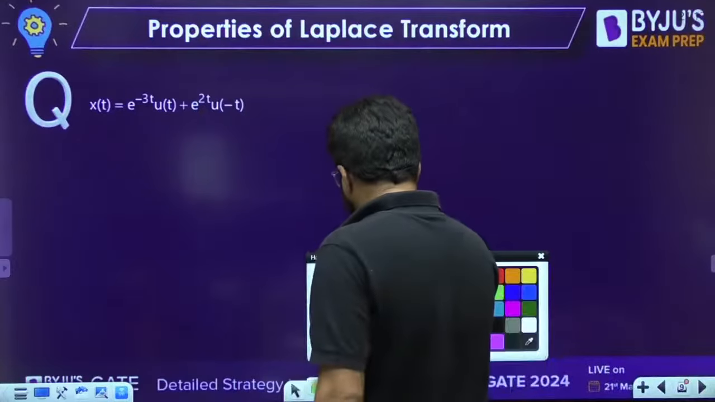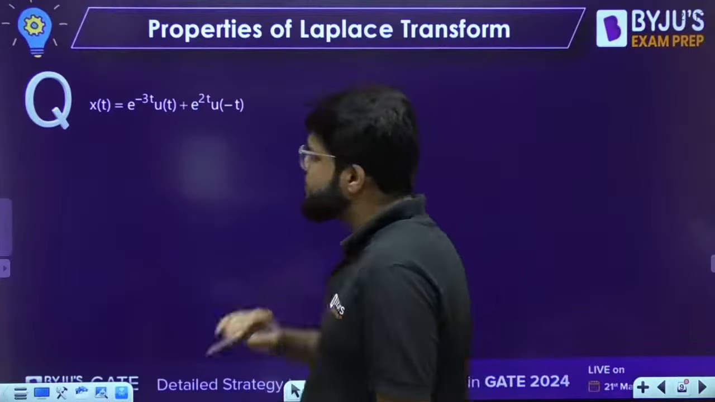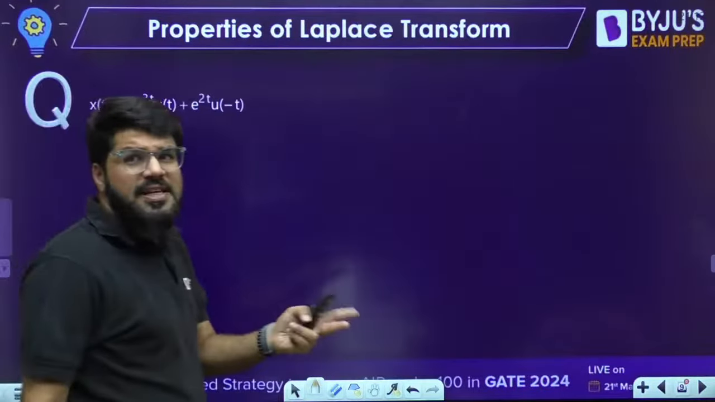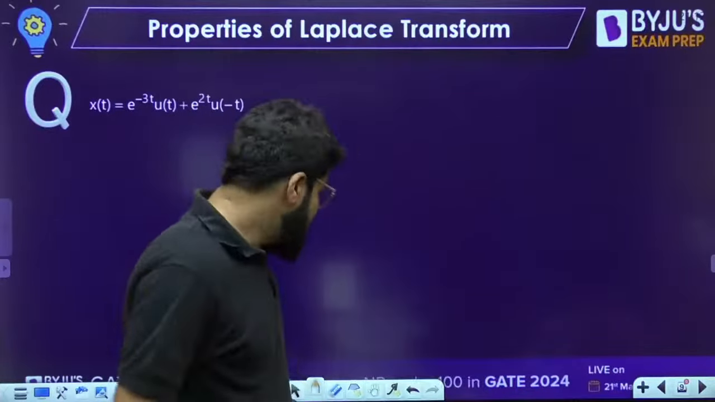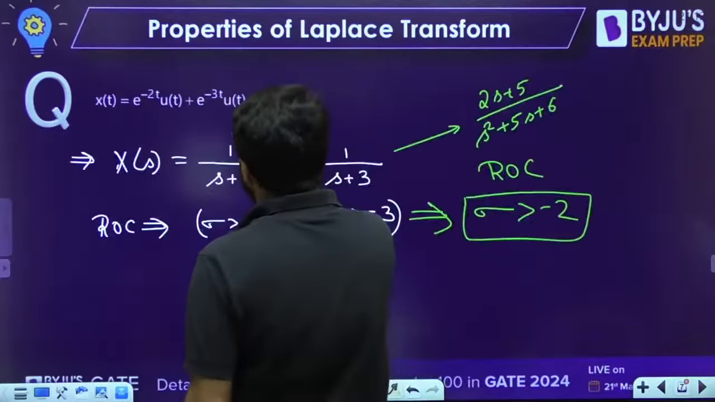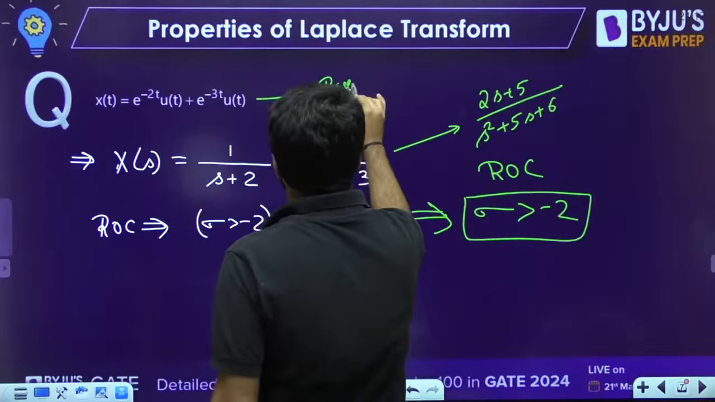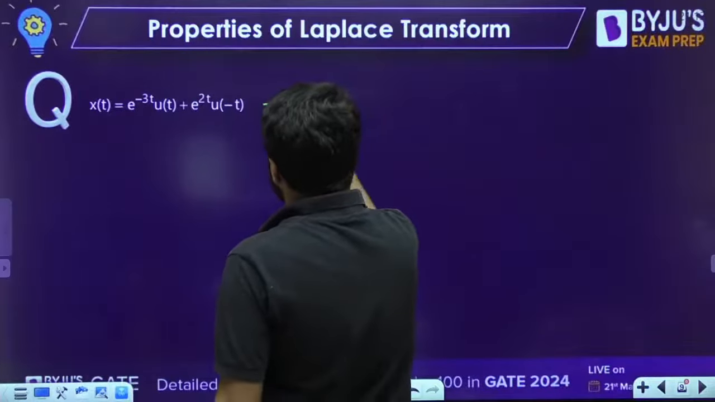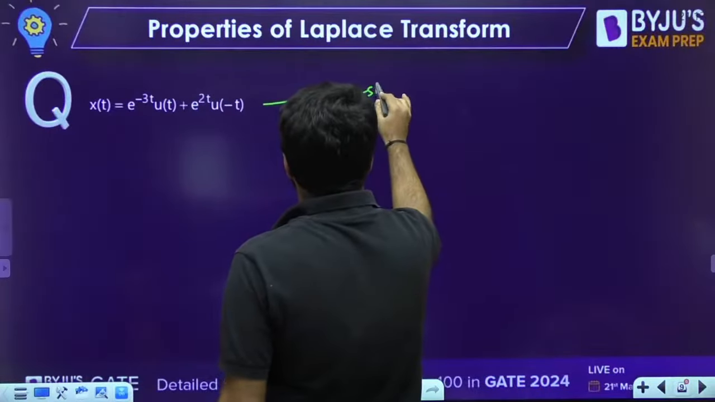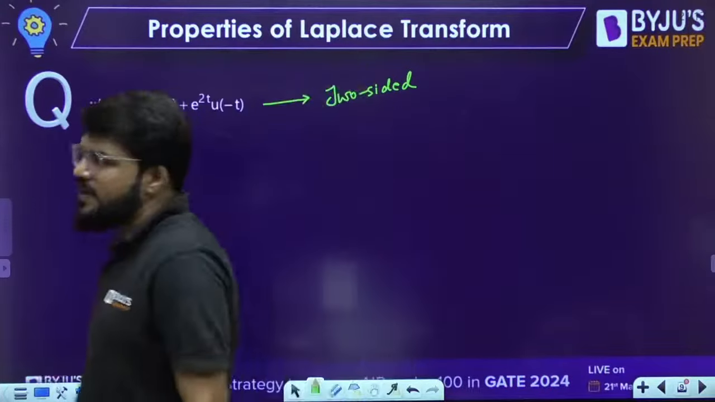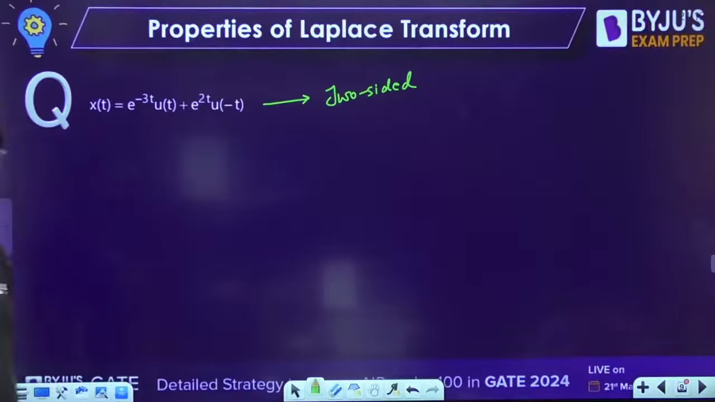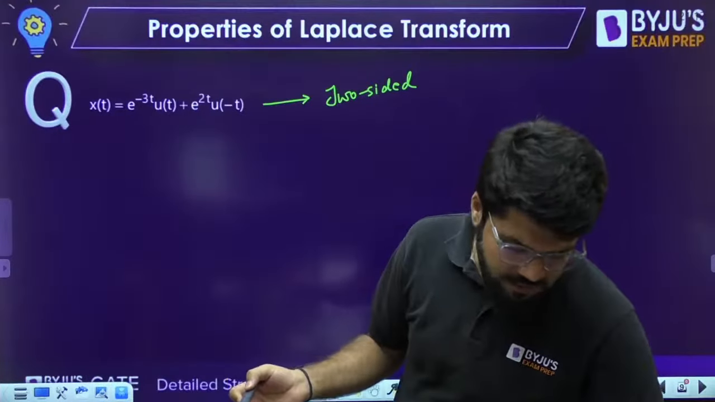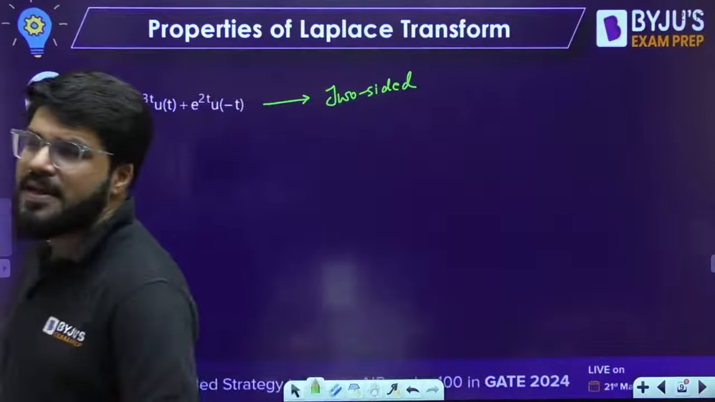We are taking some fundamental questions on linearity, and then we will move to other properties. Next is e power -3t u(t) plus e power 2t u(-t). One right-sided, one left-sided. The previous one was completely right-sided. Now this question that I am giving is u(t) and u(-t). That means it is a two-sided signal. Now we know what could be the ROC of a two-sided signal. There can be some expectation in the mind already.